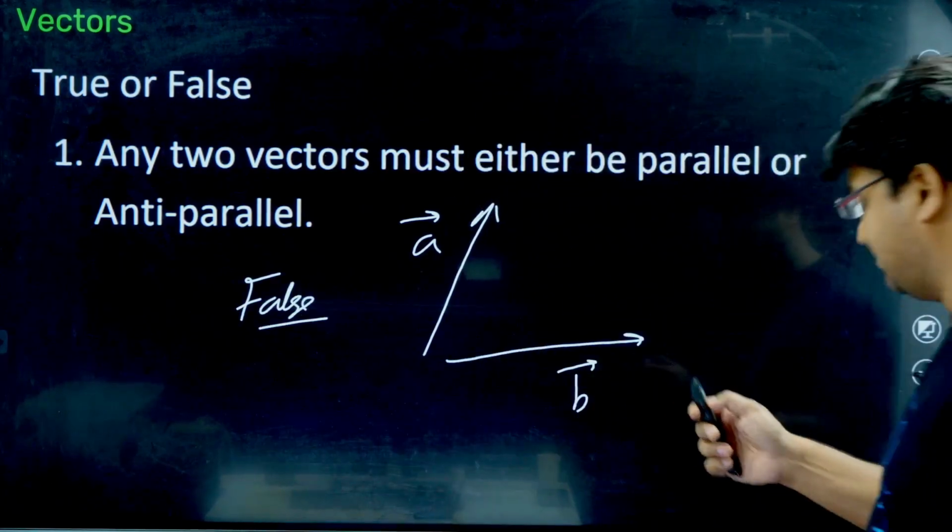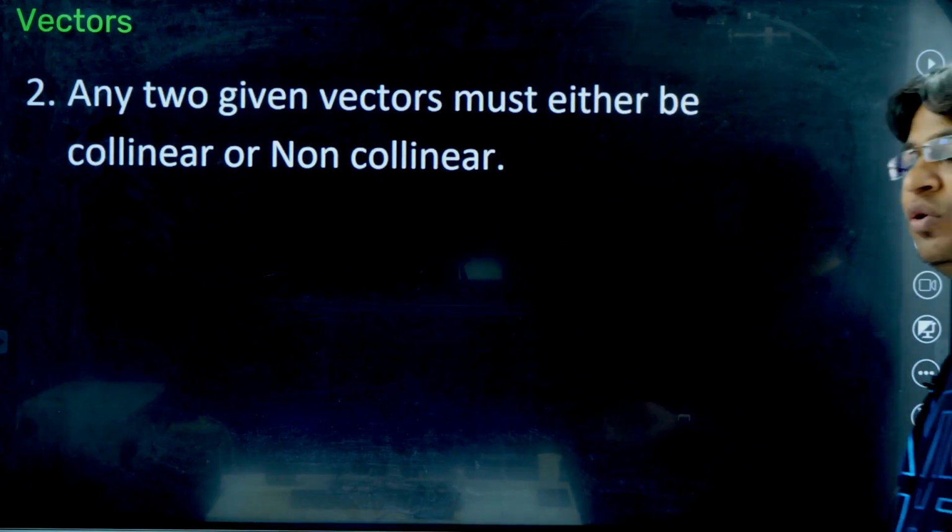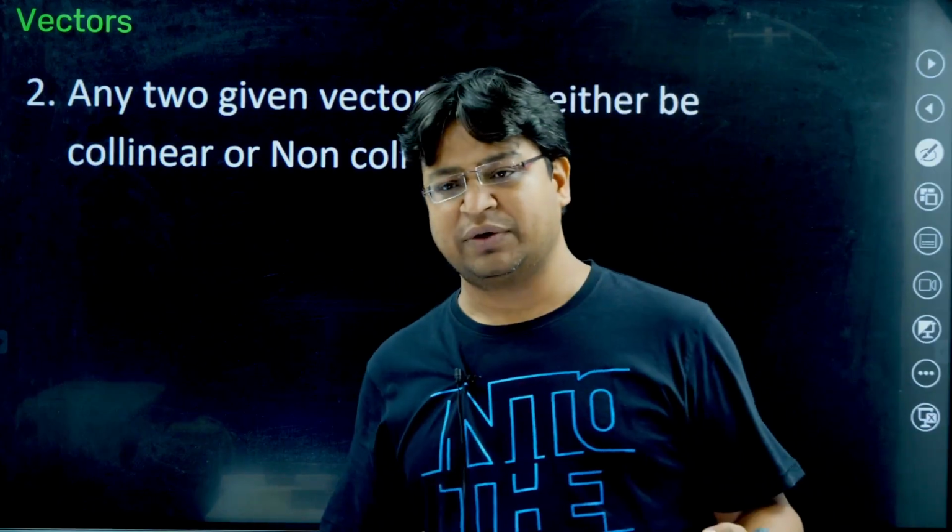Now let's go to the next statement. It says any two given vectors must either be collinear or non-collinear. So we have been given two vectors.